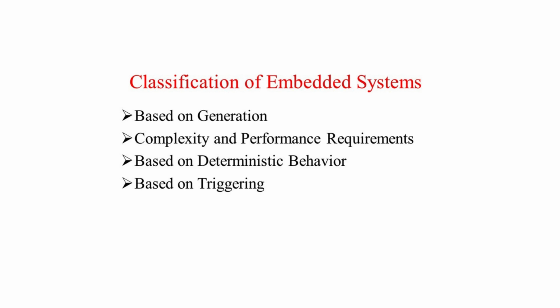Now comes the classification of embedded systems. Embedded systems are broadly classified into four types. One is based on its generation. Second one is based on the complexity and performance requirements. And third one is based on deterministic behavior. And fourth one is based on triggering. We will see the classification one by one.